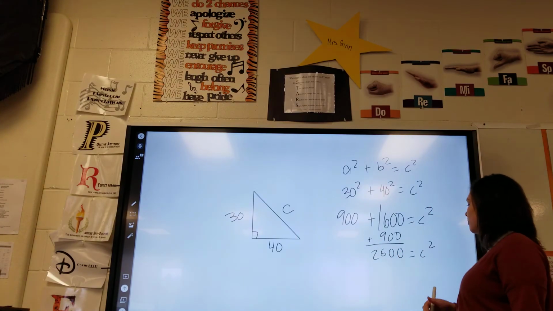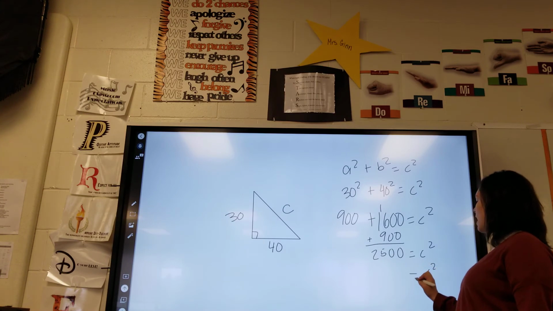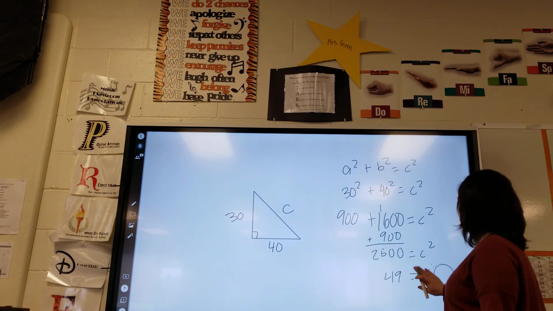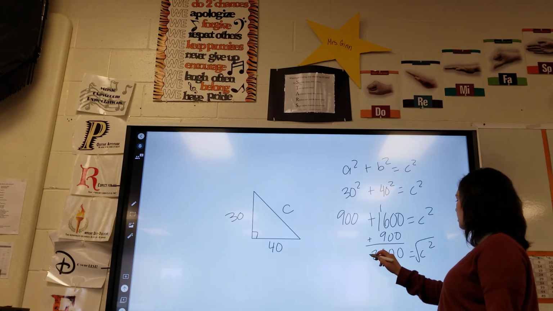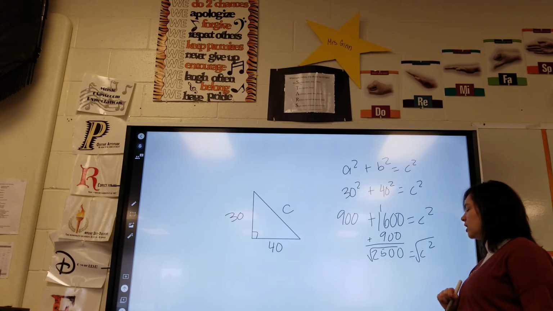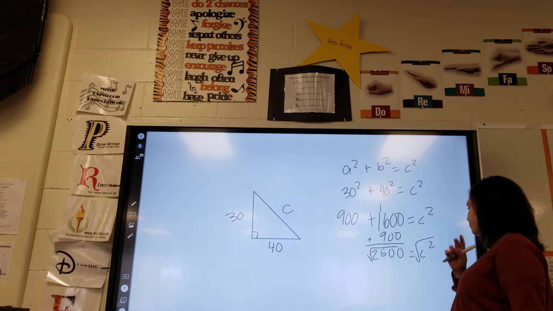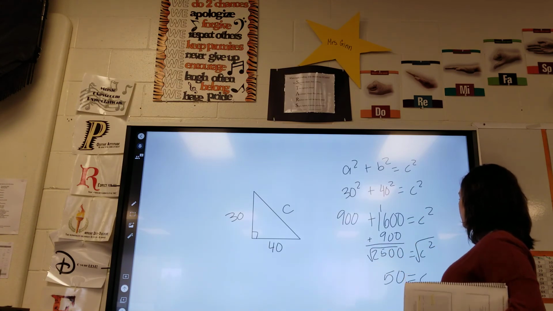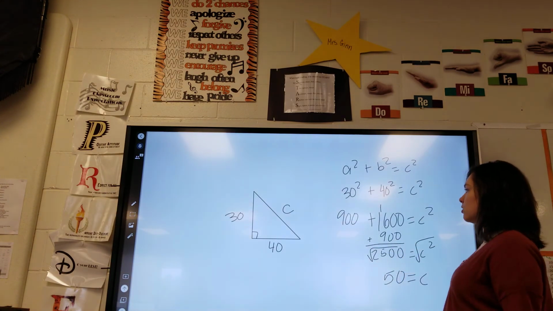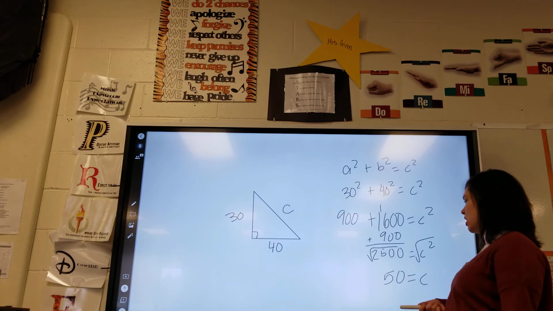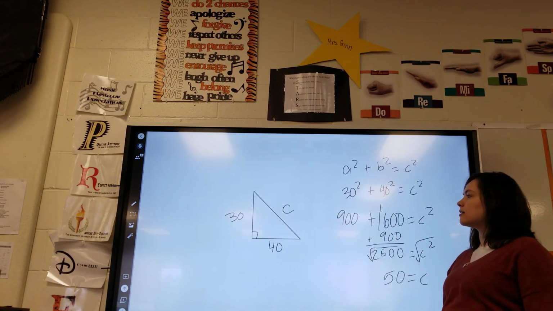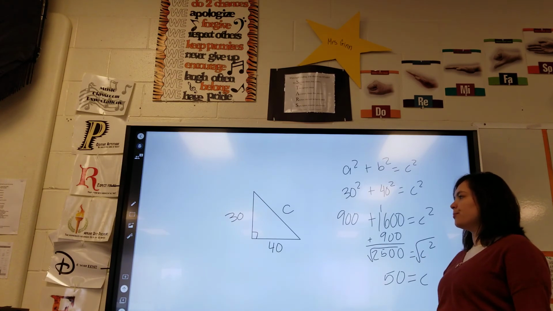Now we're at a problem where, just like I had before, x squared is equal to 49. What do we have to do to both sides? Square root to find the answer. So we square root c, we square root 2500, and we get 50. C is 50. So this is another example of being able to solve for a certain length or hypotenuse.